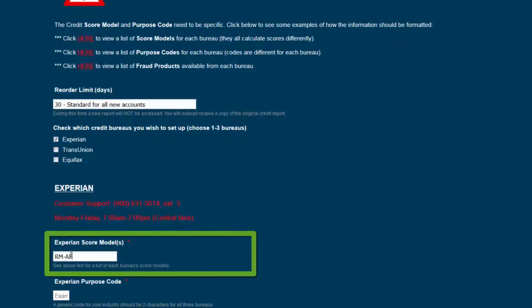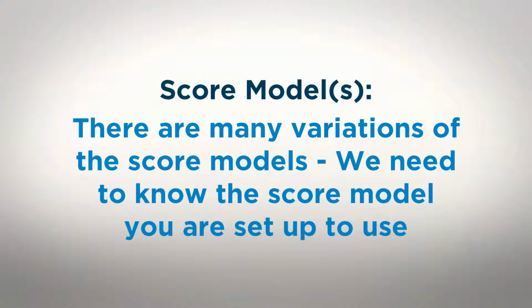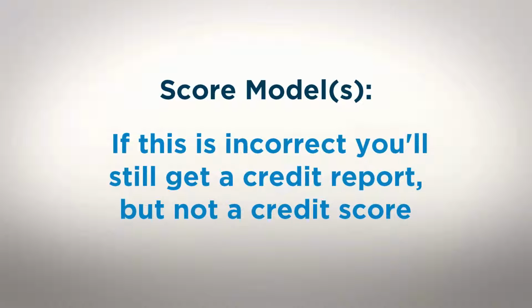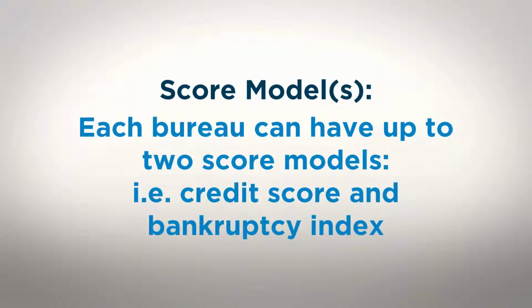Next, enter a score model or models. There are many variations of the score models, and we need to know specifically which score model your account is set up to use. If this is incorrect, you'll still get a credit report, but not the credit score. Each bureau can have up to 2 score models. For example, the credit score and a bankruptcy index, or other bureau-specific scores.